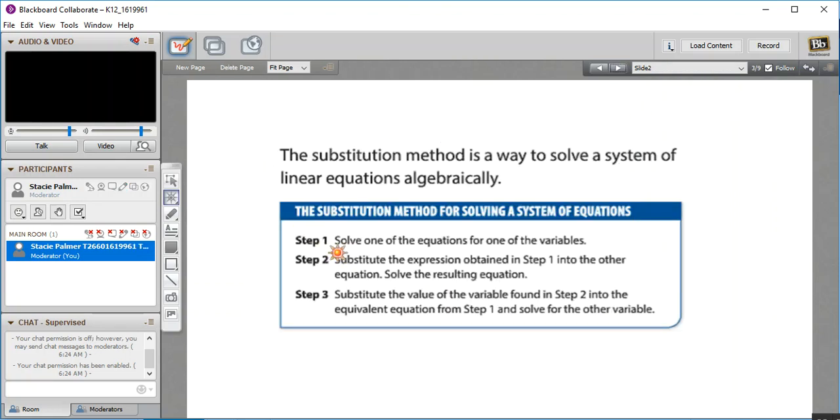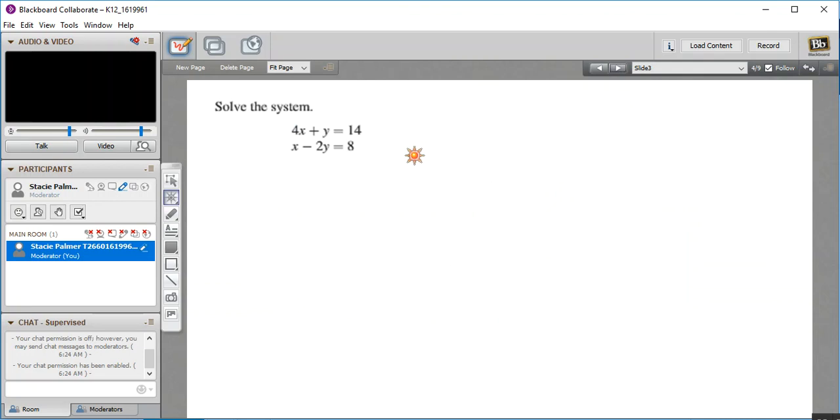Okay, so when you use substitution, the way that this works is you're going to be given two equations. And so you solve one of the equations for one of the variables, then you substitute the expression obtained in step number 1 into the other equation, solve the resulting equation, and then you substitute the value of the variable found in step 2 into the equivalent equation from step 1 and solve for the other variable. Now, I know this sounds really tricky, but let me show you how this works. And it's really not tricky at all if you follow those 3 steps.